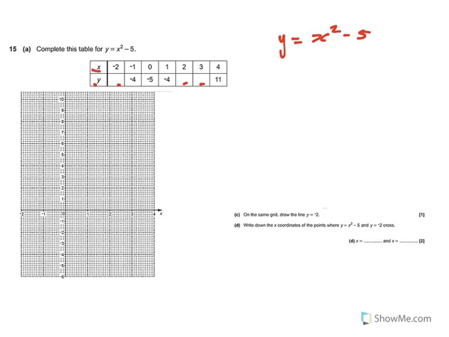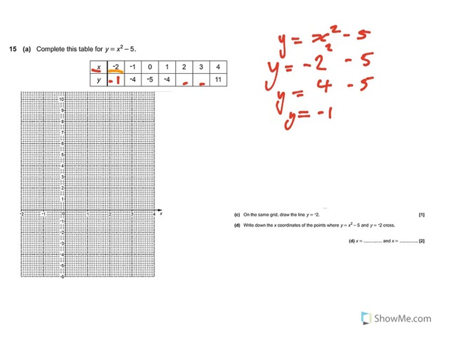So in this case we substitute in x is minus 2, so we write out the equation again, this time replacing the x with minus 2, and that's still squared, minus 5. y equals minus 2 squared is 4, minus 5, so y equals minus 1. So in here we put the value minus 1.